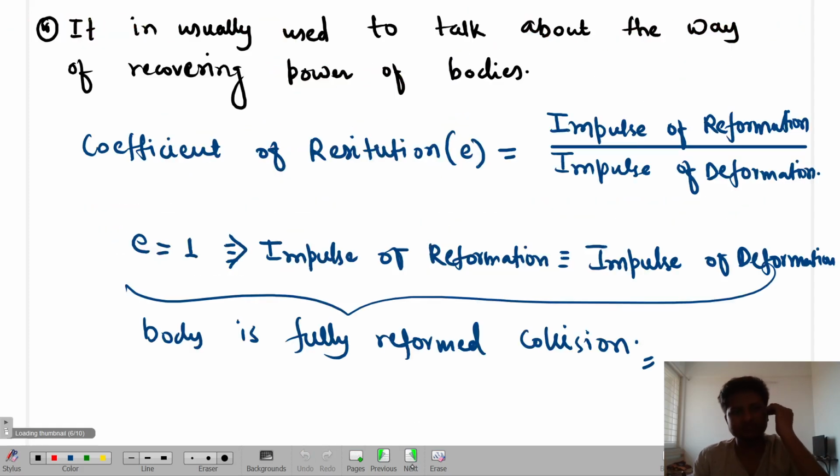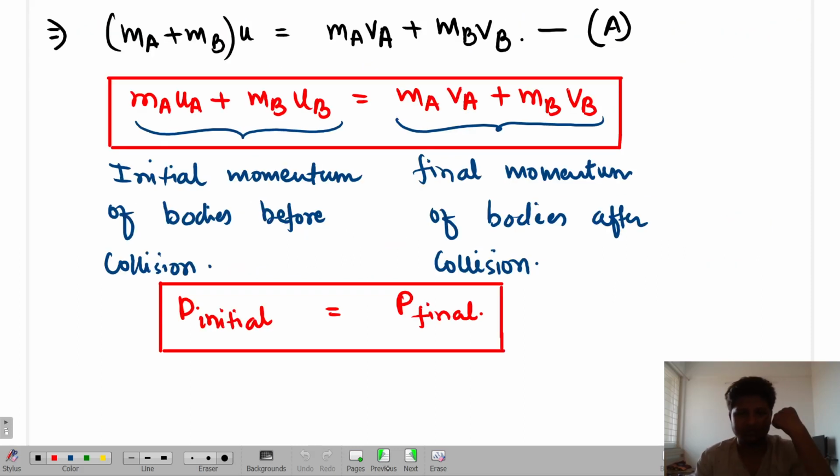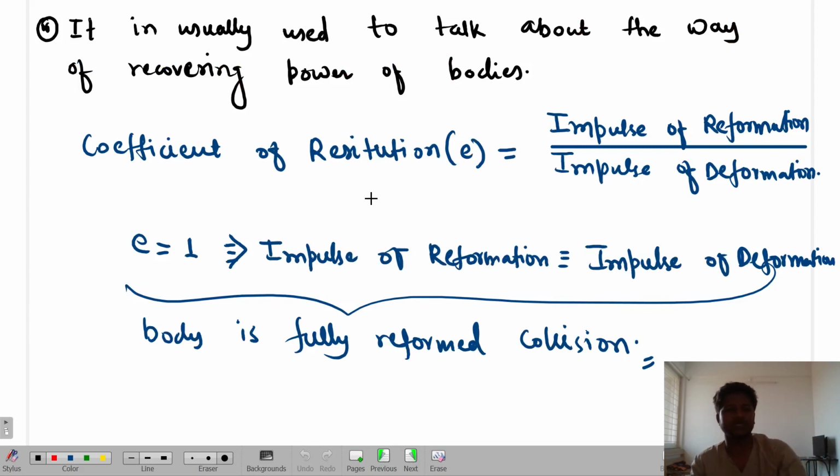Okay, and then to understand in a greater sense how the collision has occurred, meaning what kind of collision is happening, we brought in one term called the coefficient of restitution, which tells us how much reformation there is after the deformation. Are you able to get me or not? Since impulse is the only factor creating reformation and deformation, we take the ratio, and then we talk about the geometrical shape and size of the body after the collision.